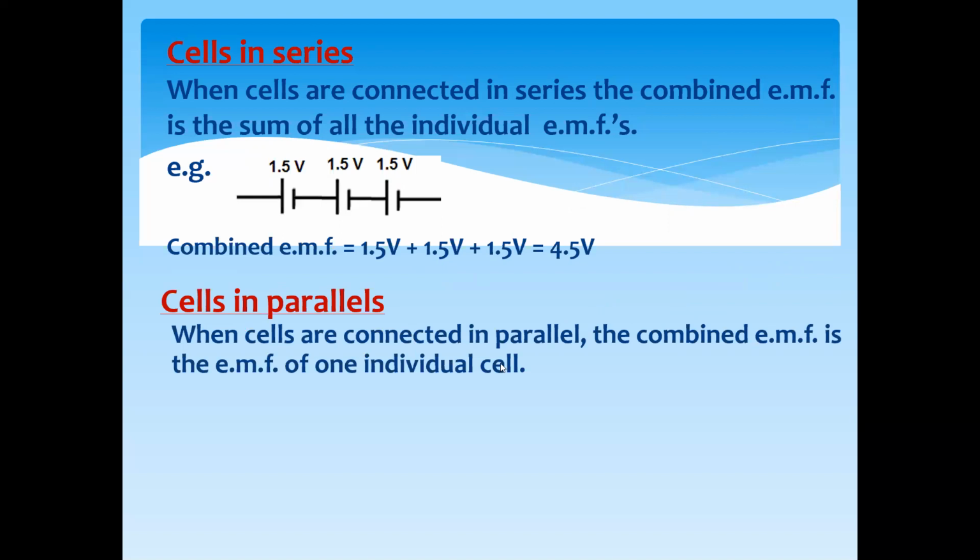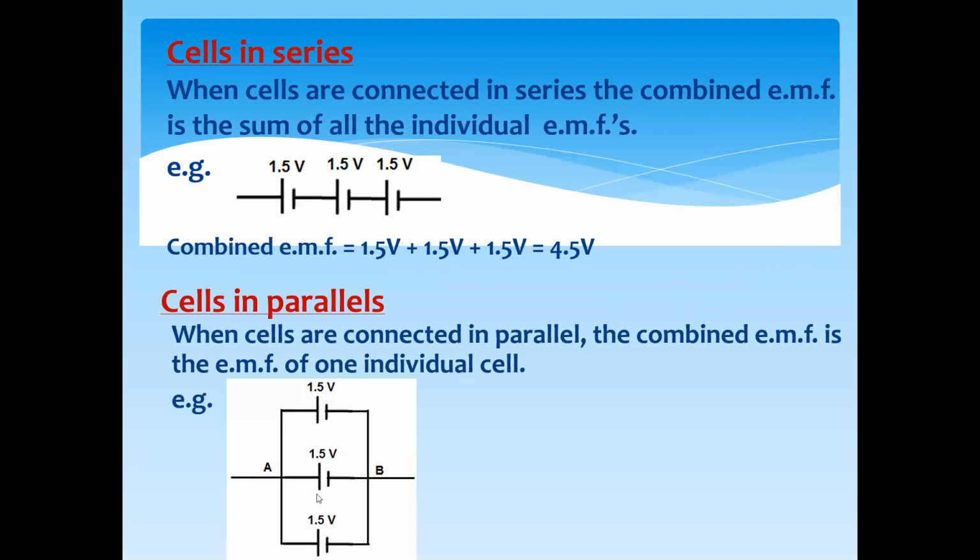But when cells are connected in parallel, the combined EMF is the EMF of an individual, or one cell. So for example, three 1.5 volt cells are connected. The total EMF which they will supply, or potential difference between the two terminals A and B, will be 1.5 only. The advantage of connecting them in parallel is that they will last for a longer period of time as compared to when they are connected in series.